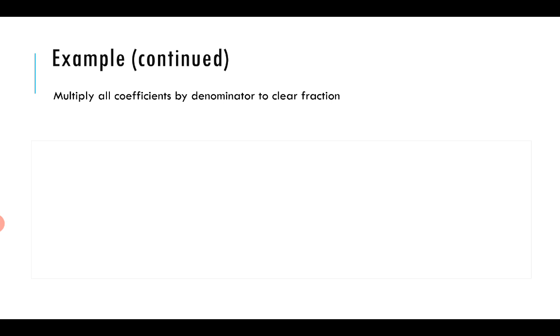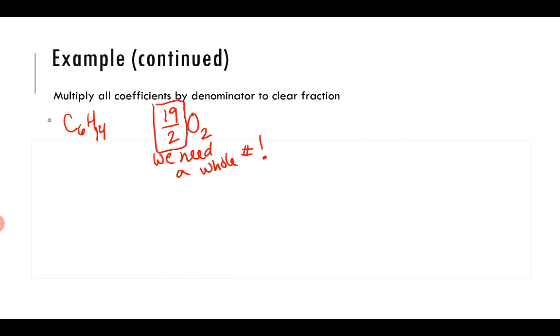But we can't have 19 halves of oxygen. We need a whole number. So that means we have to multiply everything by 2. If we do something to one coefficient, we have to do it to all the coefficients because we have to be balanced in the end.